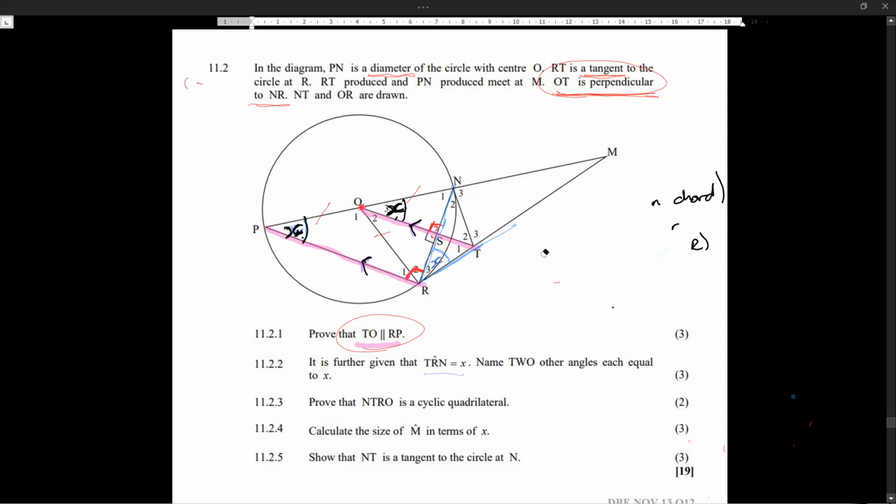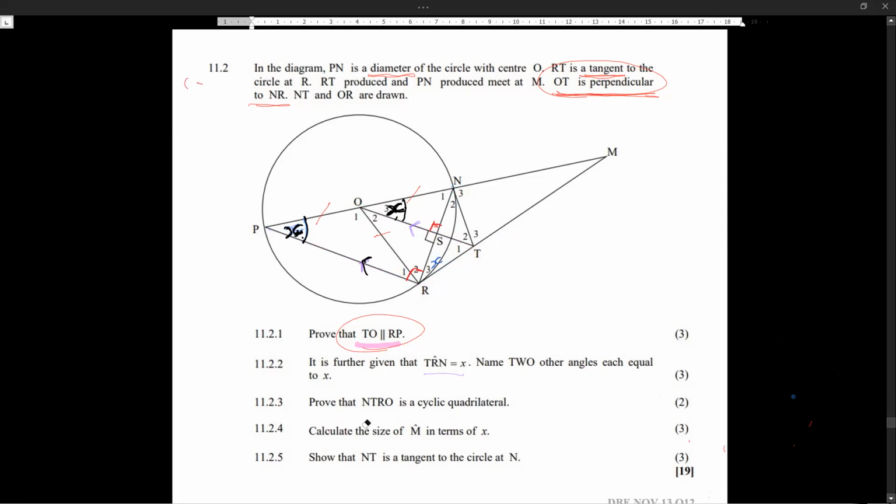All right, so we're moving on to the next question. The next question is stating, prove that NTRO is a cyclic quad. NTRO. Now there's a lot happening in my diagram. I just want to clear out some lines for you so you'll be able to see a little more clearly. So can we still prove that, sir? Because R is outside the circle, sir. Yeah, they want us to prove there's a circle going through. Don't misunderstand the question. They are telling you, we know there's no circle. So let's quickly highlight that.